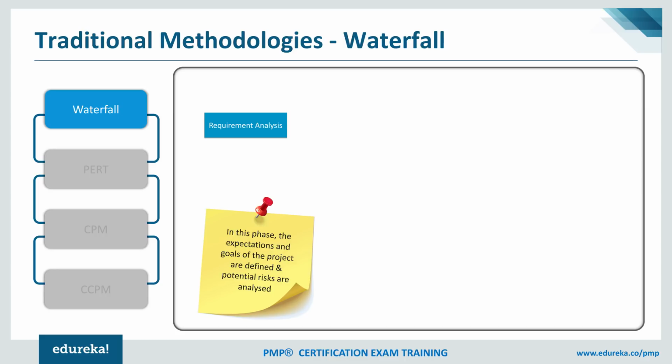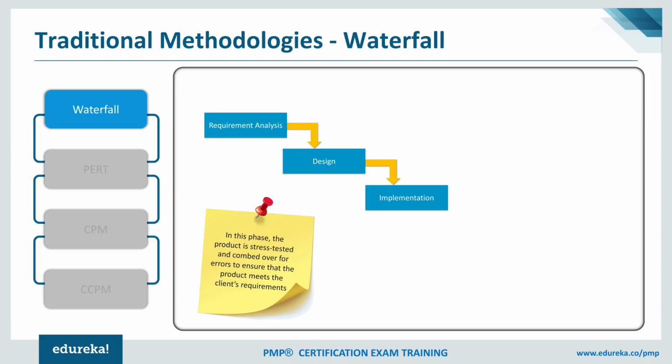Once we are sure about the scope of the project, we used to start working on design-related aspects. That design would include your low-level design and your high-level design. Again, we used to take approvals from the customer on designs as well. Under implementation, typically we used to do some stress testing and identify if there are any errors, so that we can go back and see whether whatever we are working on is going to meet the client's requirements or not.